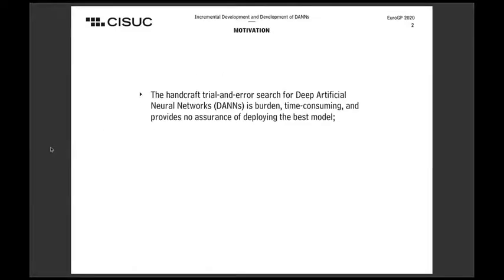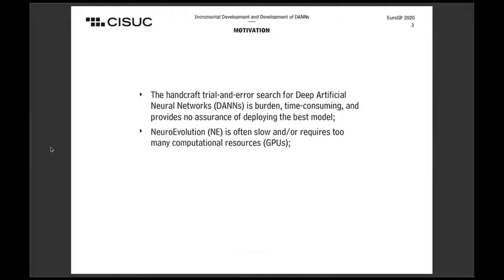Our motivation for conducting this research is based on the difficulty in generating and building deep artificial neural networks, which is often based on a trial and error process, which is a burden, time consuming, and provides no assurance of deploying the best model. To optimize this, we can use automated machine learning approaches, which NeuroEvolution is an example of.